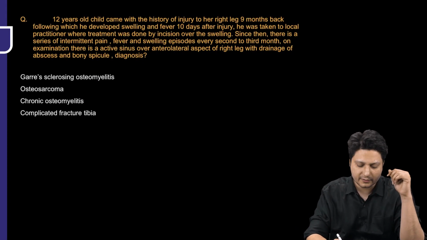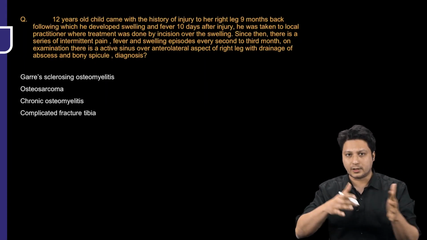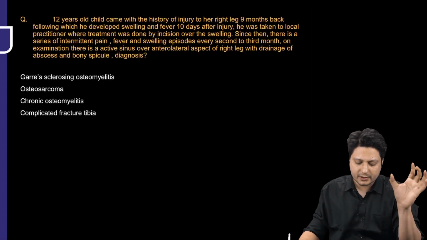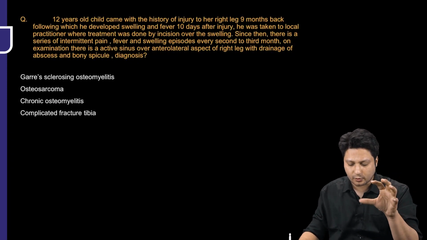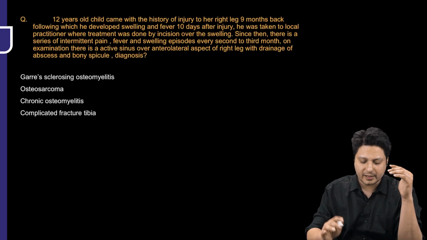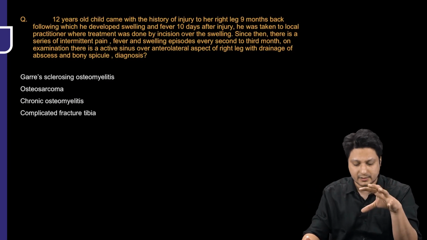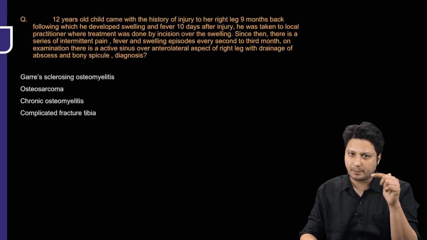Since then, there is a series of intermittent pain, fever and swelling episodes every second to third month. On examination, there is an active sinus present on the anterolateral aspect of the right leg with the drainage of the abscess and a bony spicule. So a bony spicule is coming out of that sinus. What is the most probable diagnosis the patient is suffering from?